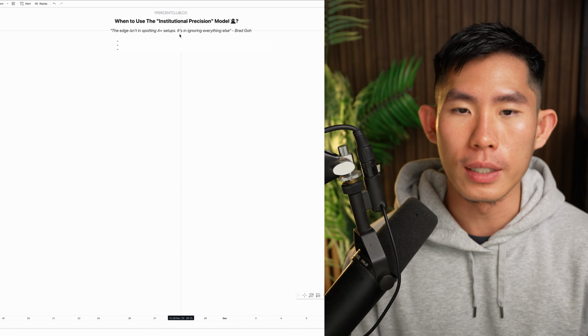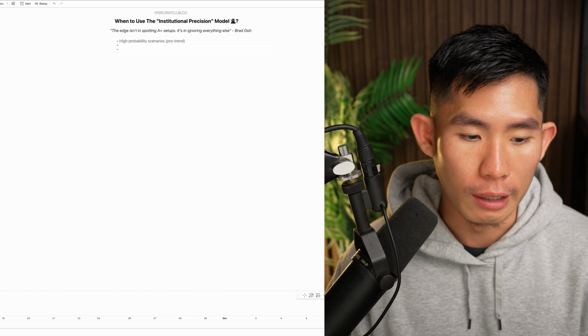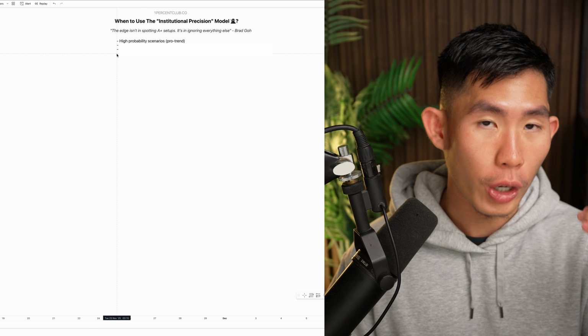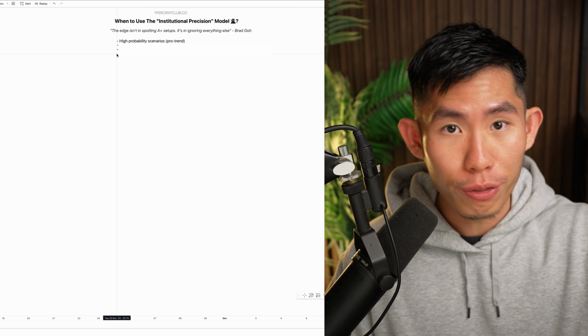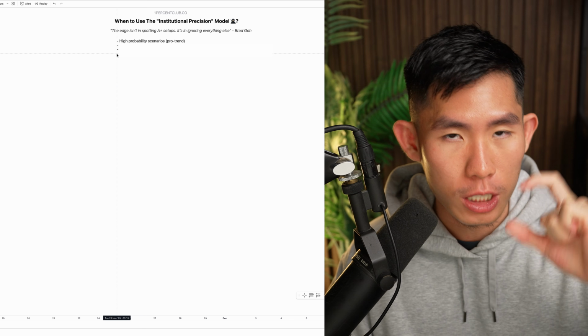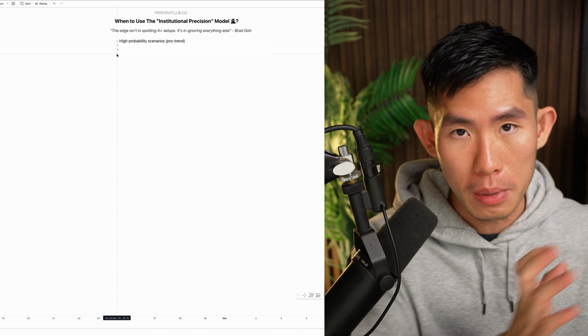Okay, so this is pretty much the scenarios in which you want to use this entry model. The first scenario is a high probability scenario. Now, once again, trading is a game of probabilities. It's not a game of certainty, which is why, as much as possible, we only want to deploy this aggressive entry model on high probability scenarios.